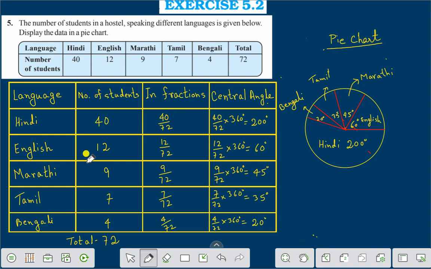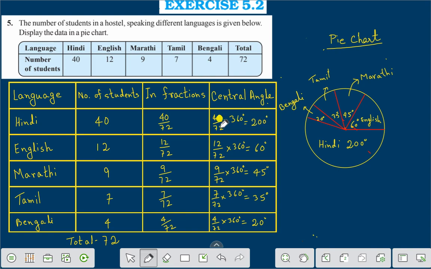Right? Now you see, this is the central angle. We found the central angle in this way. The languages are Hindi, English, Marathi, Tamil and Bengali. The number of students is 40, 12, 9, 7 and 4. In fractions: 40 by 72, 12 by 72, because the total number of students is 72, 9 by 72, 7 by 72 and 4 by 72.